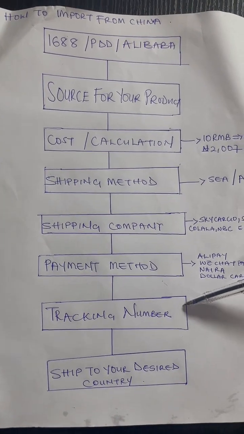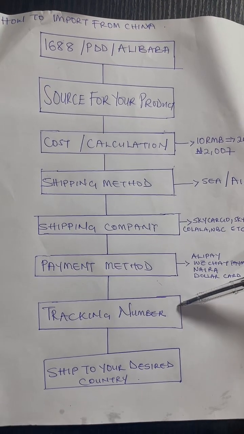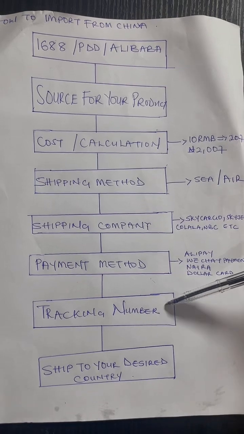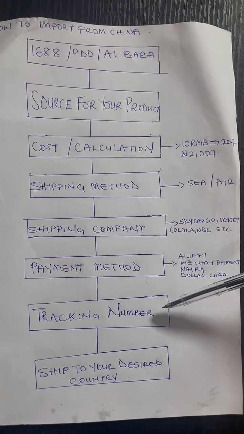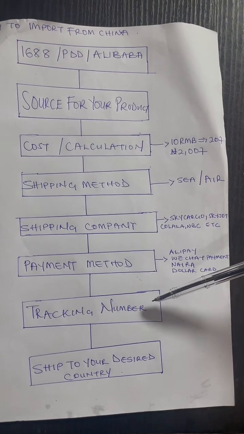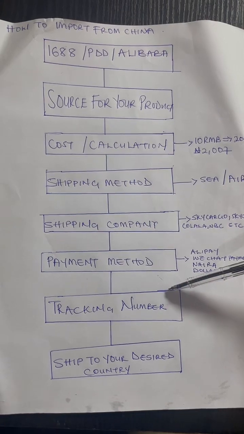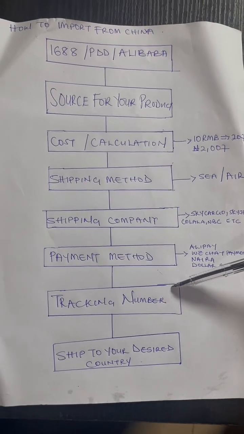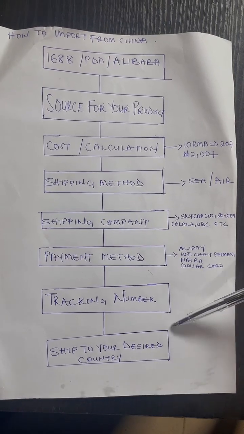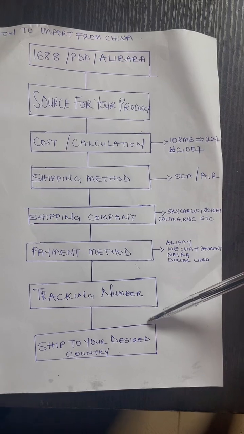All right, so now after you must have asked for your tracking number from your supplier, the next thing you want to do is to send it to your shipping company. Then once you give it to your shipping company, once your goods are complete, be it 1 tracking number, 10 tracking numbers, you can have as many tracking numbers as possible. All right, so after you must have done that, you tell them to ship to your desired country, be it UK, Nigeria, anywhere of your choice.